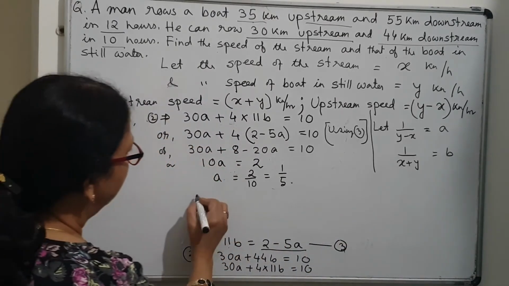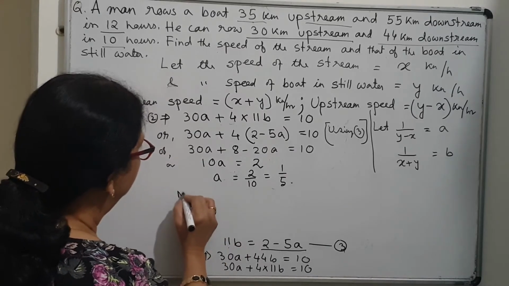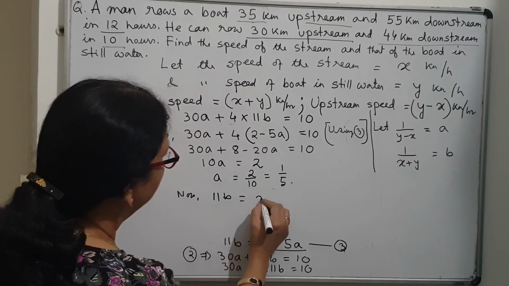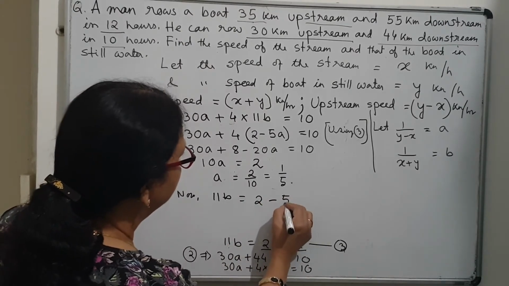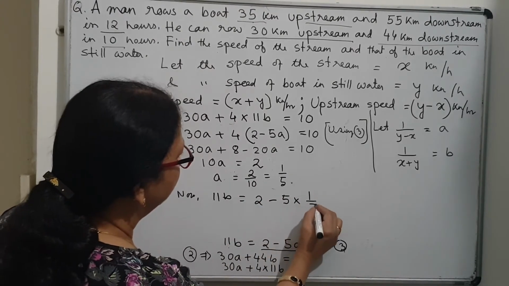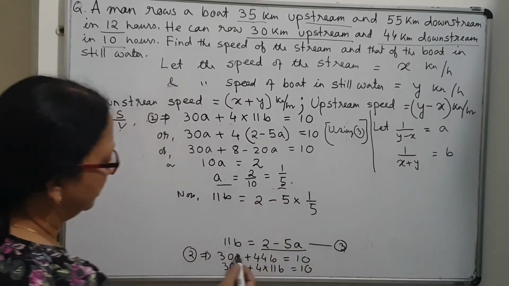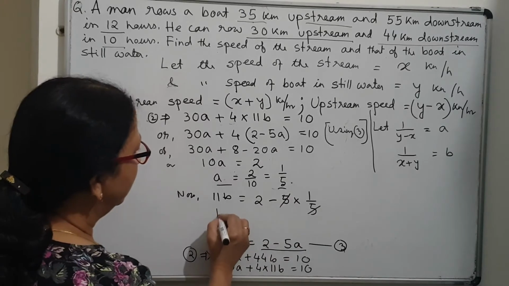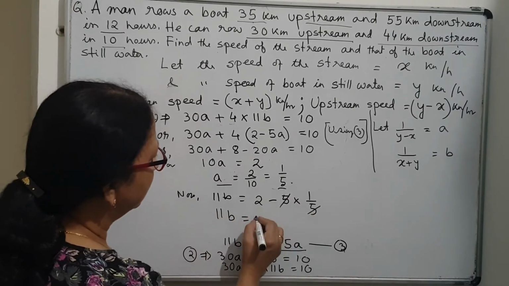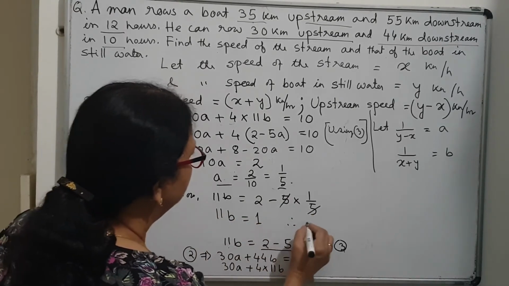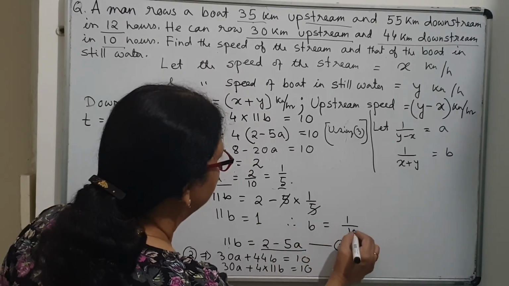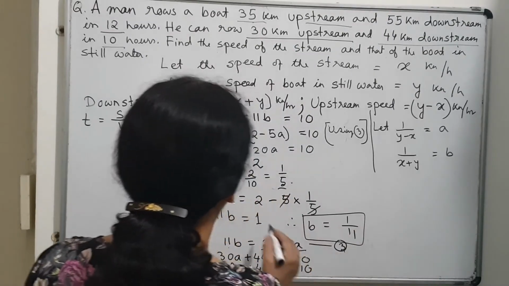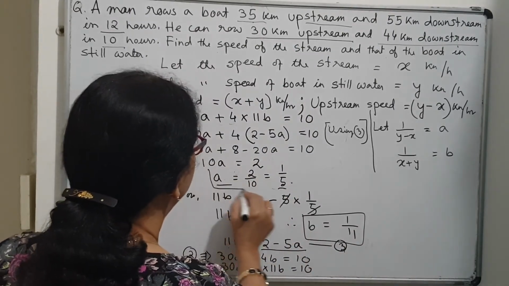So now 11b is equal to 2 minus 5a. In place of a I write 1 by 5. This value of a I have written. 2 minus 5 times 1 by 5, it is getting cancelled. So 11b is equal to 2 minus 1, which is 1. Therefore, b is equal to 1 by 11. So these are the values I have got. b is 1 by 11 and a is 1 by 5.